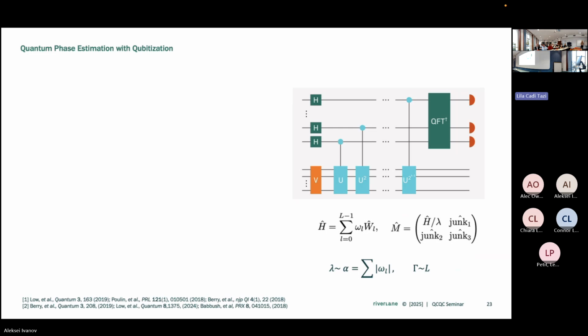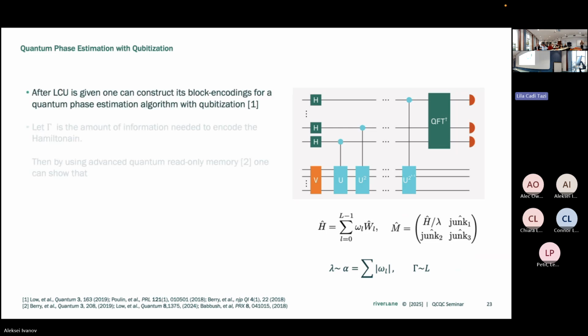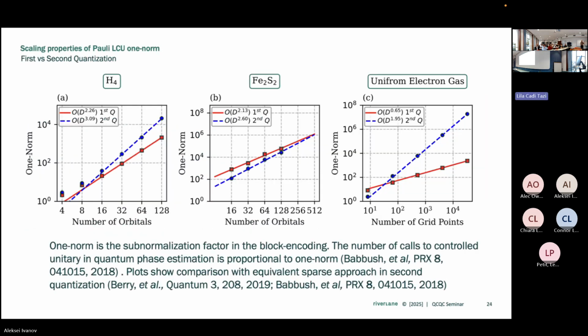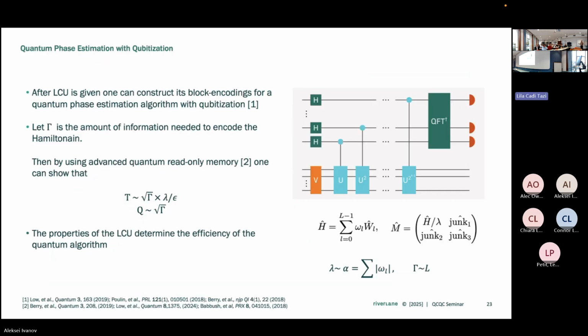So now let's go to quantum algorithms. Basically, as I said, this LCU decomposition is a starting point for many quantum algorithms. You can use it with a quantum algorithm of your choice. What we consider is the quantum phase estimation algorithm. This is just a textbook QPE.